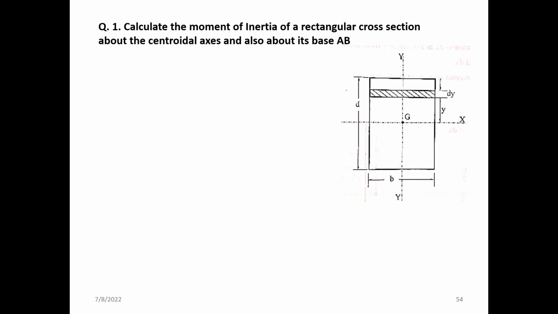Calculate the moment of inertia of a rectangular cross section about the centroidal axis. So we are finding it about the centroidal axis. We know that the centroid is at b by 2 and d by 2 from the x and y axes. So consider an area dy.